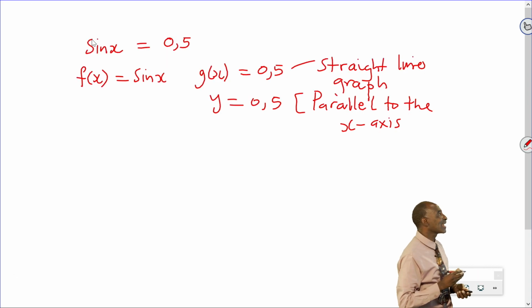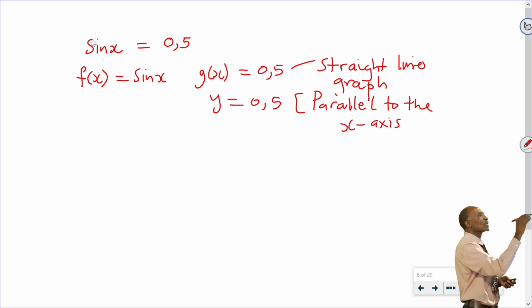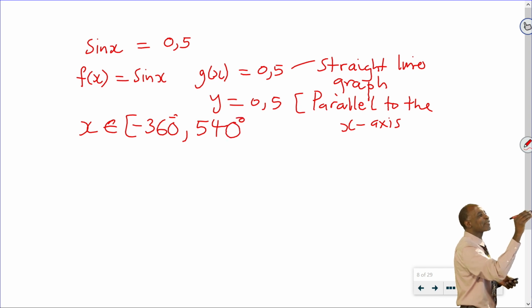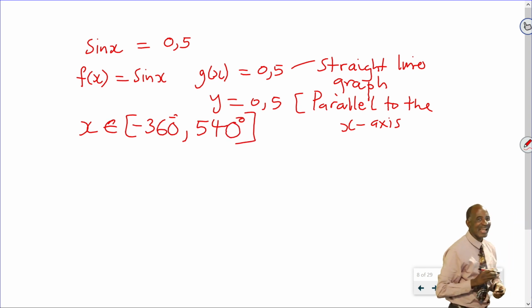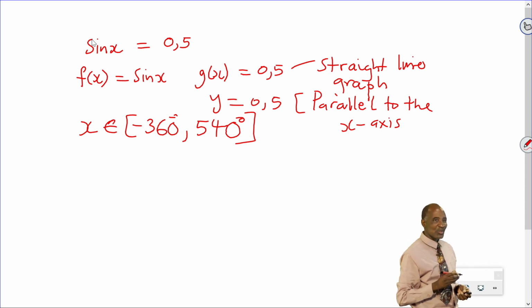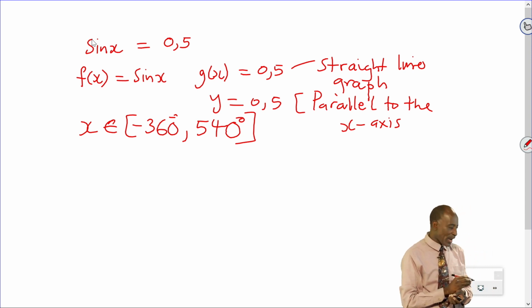So in this case, our interval was specified. We are saying these two graphs will meet. We are focusing on the interval for x element of negative 360 degrees up to 540 degrees. So we want to observe how many times these are going to meet. Where they meet will then give us our solutions. Then the question is, how do we proceed from there to find the angles where they meet?